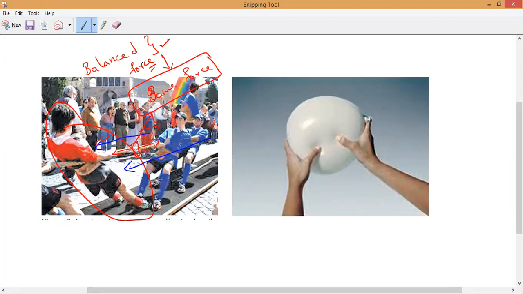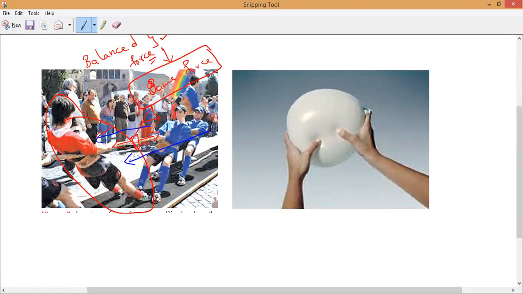So by that time, who is exerting more force, red or blue? Red. So we can mention the unbalanced forces. We can say the force exerted by red is more than the force exerted by blue. So is it a balanced or unbalanced case? In that case we can say it is unbalanced. Is it okay, guys? That is what will happen.